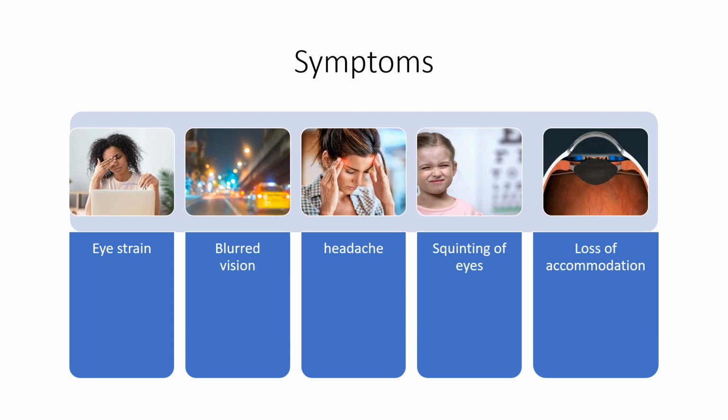The symptoms of hypermetropia are eye strain, blurred vision, headache, squinting of eyes and loss of accommodation. The eye strain and headache occur because they have to put in a constant accommodative effort in order to make the vision clearer. So they end up with eye strain, which they describe as tiredness of eyes, watering of eyes, or headache while reading. With blurred vision, they usually have difficulty in reading, but when the degree of refractive error is very high, they have difficulty in both distance and near. And when the refractive error is even higher, they also complain of loss of accommodation.